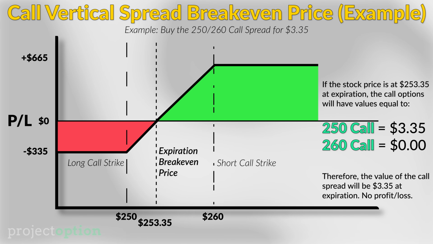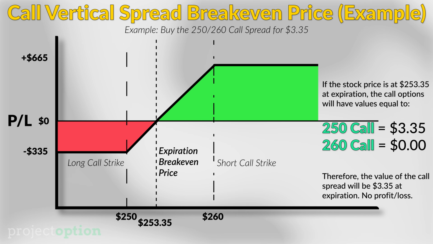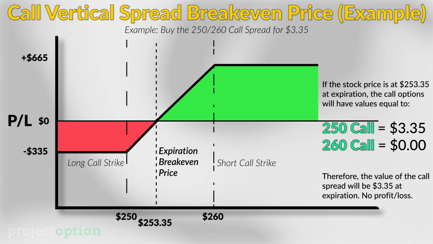And that's because at expiration, if the stock price is right at $253.35, then the 250 call option will have $3.35 of intrinsic value, and the 260 call will have $0 of intrinsic value, which means that the spread overall will have $3.35 of intrinsic value. And if that's the case, at expiration, my position will be worth the same that I paid for it in the first place, and that will mean that I don't make or lose any money on that position.